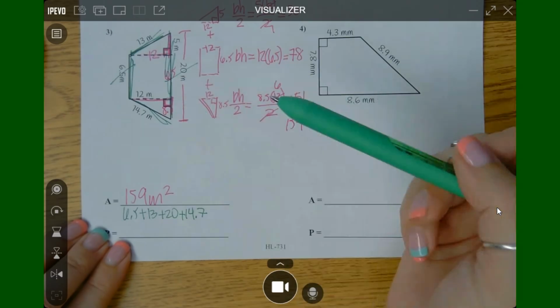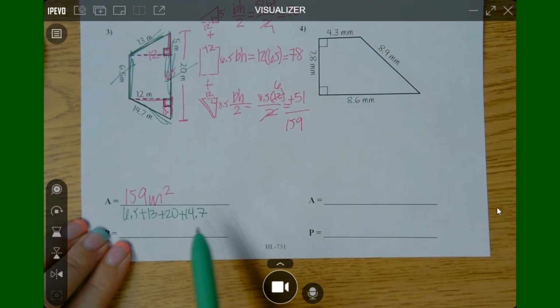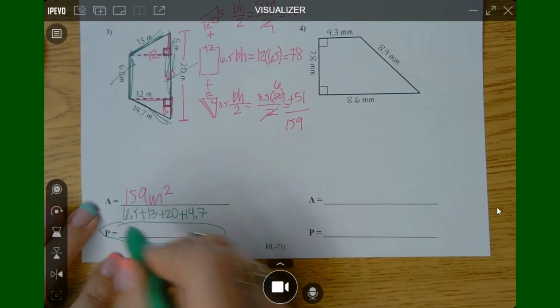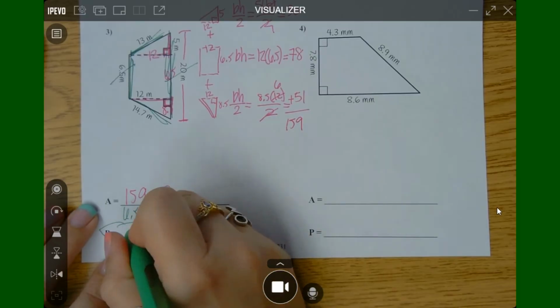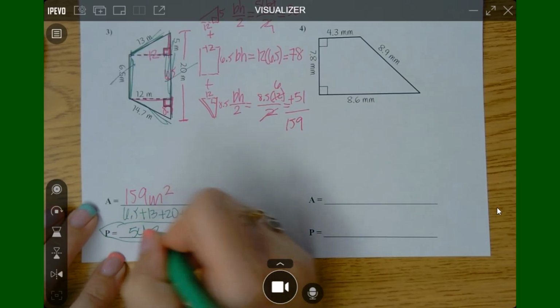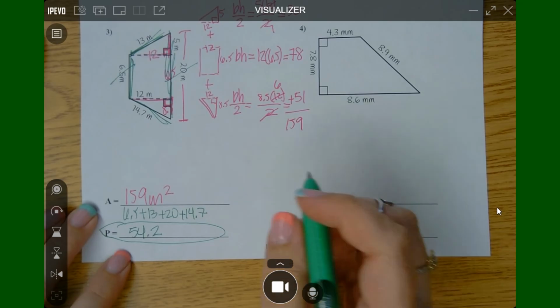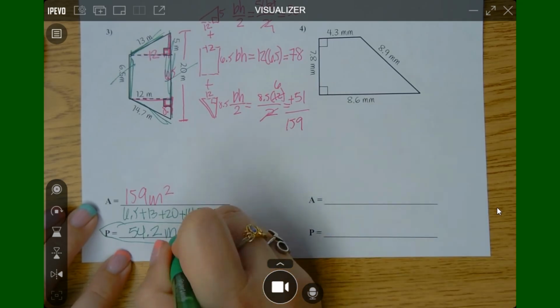A trapezoid is a quadrilateral. It has 4 sides. So I should have 4 numbers that I'm typing in for my perimeter. Okay, go ahead and type it in. And what do you get your perimeter to be? Yep, it should have told you it was 54.2. And is it meters or meters squared? Perimeter is always just meters.